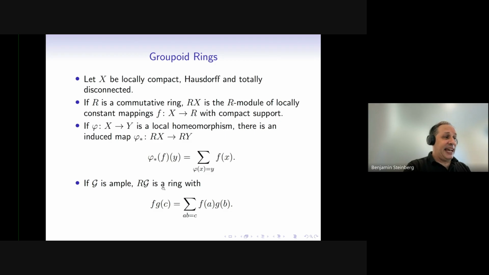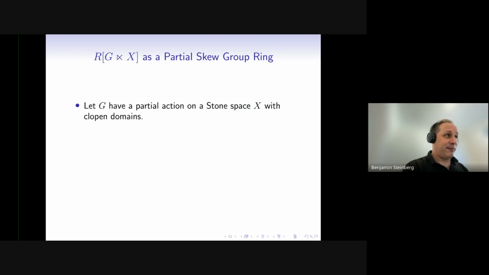And if your groupoid is ample, then RG is a ring with this convolution product. In fact, the convolution product is in some sense the push forward of the multiplication map on the groupoid, once you identify R_{G×G} with RG tensor RG. So the multiplication, I eventually realized, is a special case of this, although the identification with the tensor product may not be so trivial, but it's true. Okay, so this is the groupoid ring.